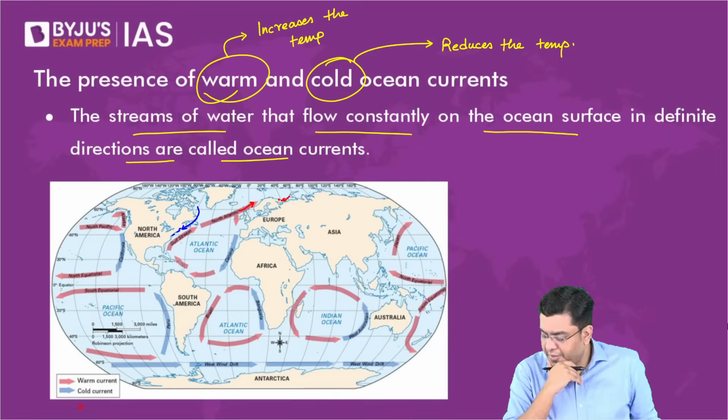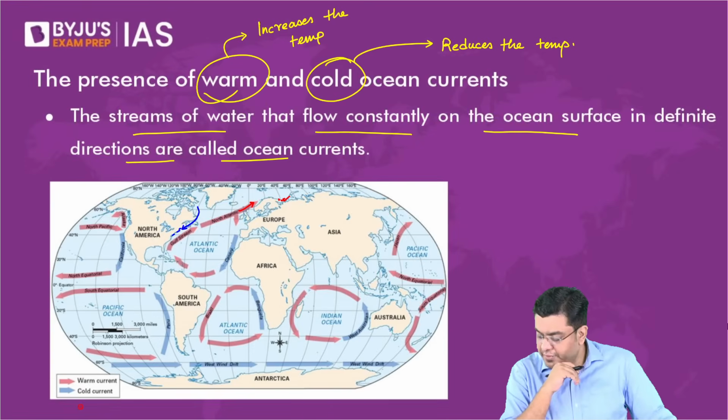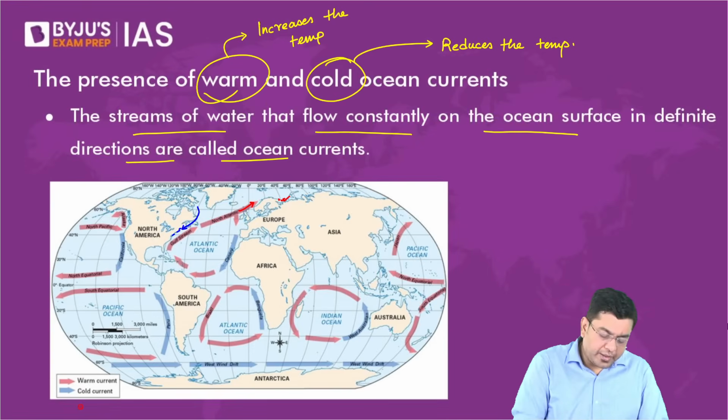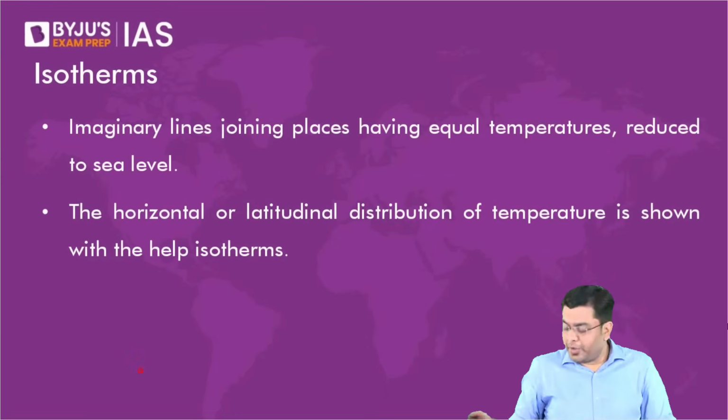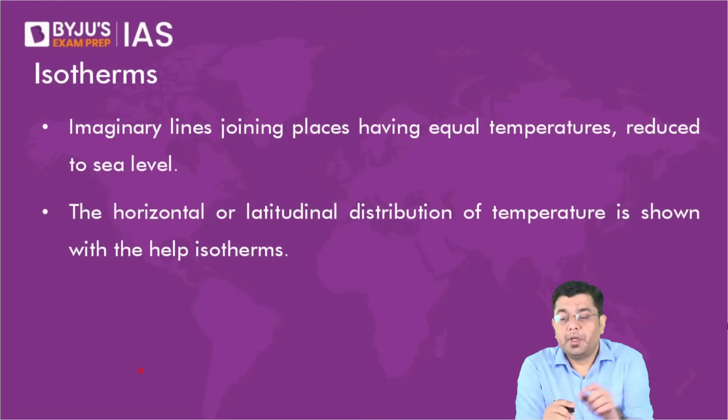Does it have any effect on temperature? Obviously, my dear friend. Okay, you are talking about ITCZ. ITCZ we'll talk about later. How to differentiate whether it's a cold ocean current or a warm ocean current? We'll talk about that. Why the ocean currents occur? We'll talk about all of them. Don't worry. So now we talk about the isotherms.